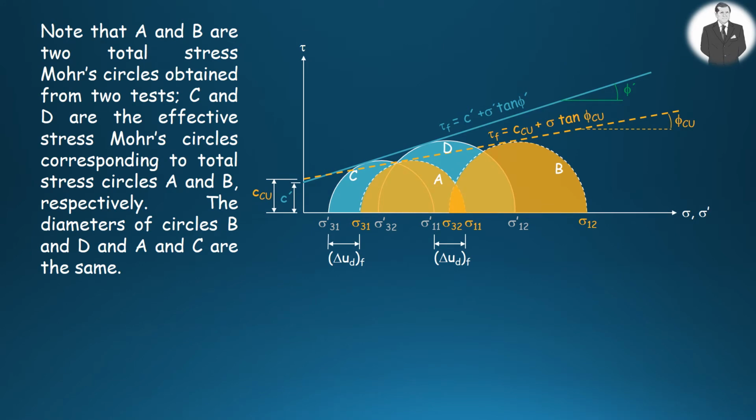In the figure, notice that A and B are two total stress Mohr circles obtained from two tests. C and D are the effective stress Mohr circles corresponding to total stress circles A and B respectively. The diameters of circles B and D and A and C are the same.